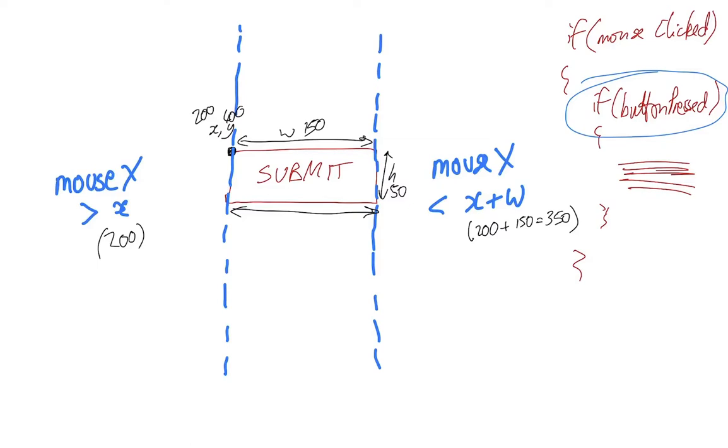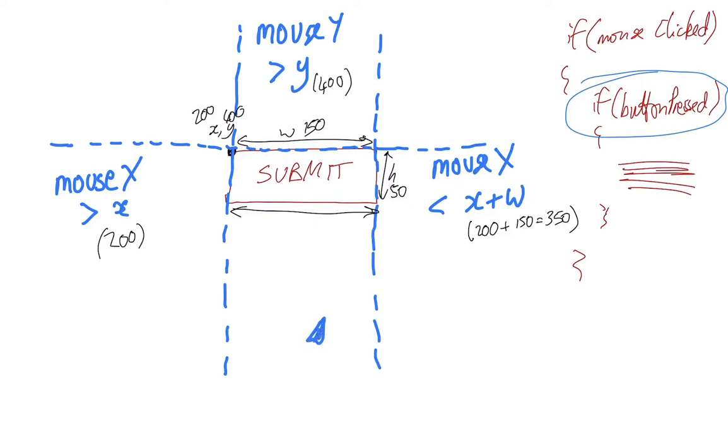I can repeat this process for the Y coordinates. I definitely want to be past the top of the button, so I want my mouse Y position to be greater than the Y position of the button, which in this case is 400. Again, I could be in a position where my mouse is way down here past the button and I would still meet that criteria. So I need to have some limit on the other side of the button, and that limit is going to be here.